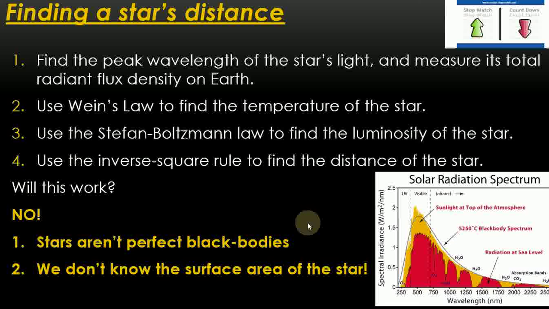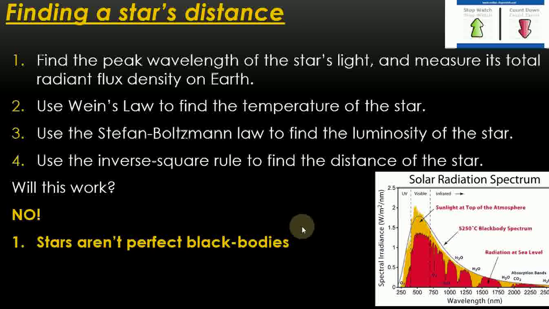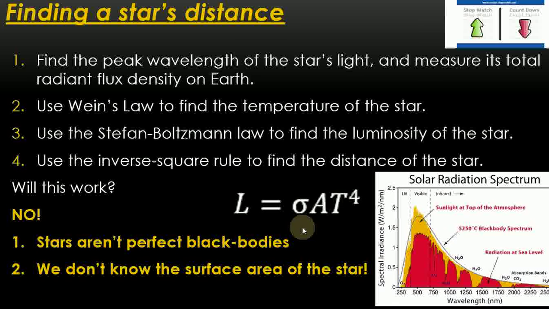The second thing is, we don't know how big our star is. The Stefan-Boltzmann law, if you remember, is L equals sigma times A times T to the power 4, but we don't know what A is. So the only way this method works is if we assume that all stars are the same size as the Sun. And as we'll find out in the next lesson, no, this A changes.